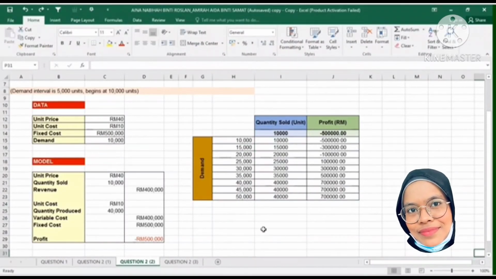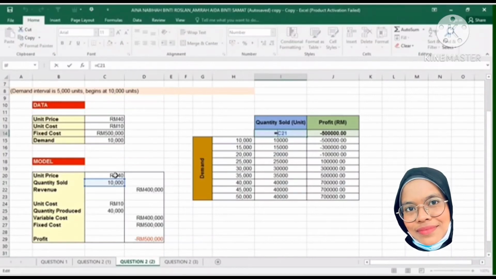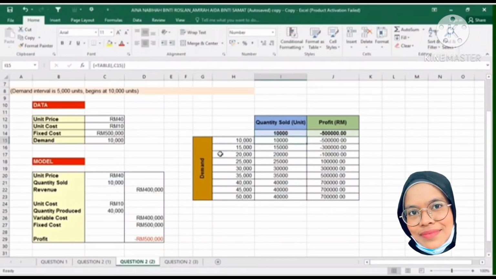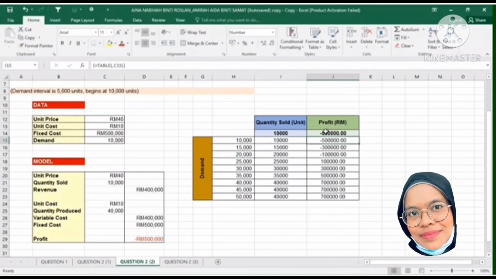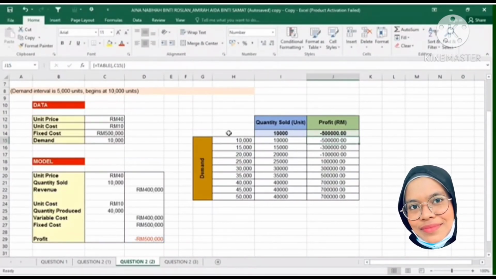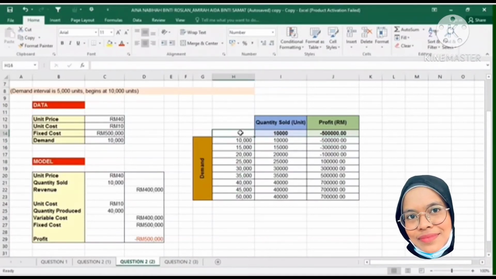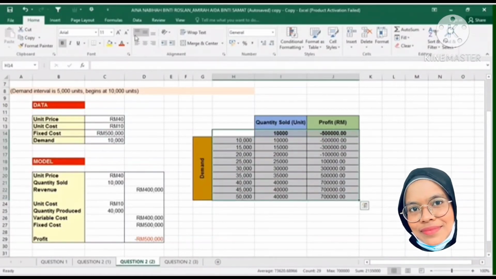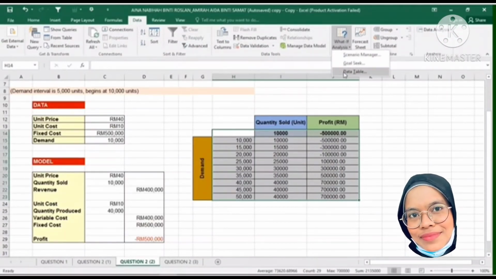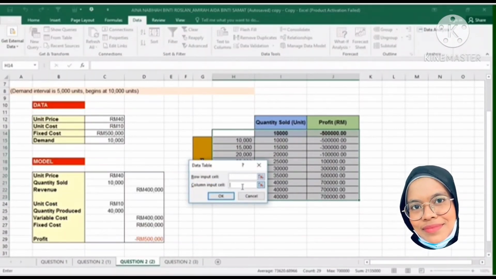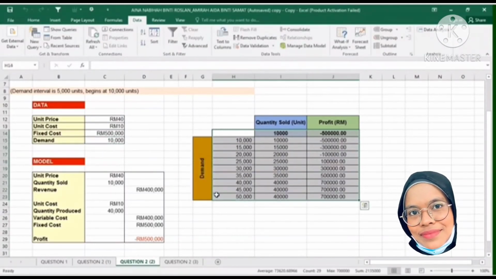Next, calculate quantity sold and profit. The quantity sold will be 10,000. Profit will be negative 500,000. So, in order for us to calculate all the table, select the data first. You click Data, What-If Analysis, Data Table. In the column input cell, you click demand and then you click OK.